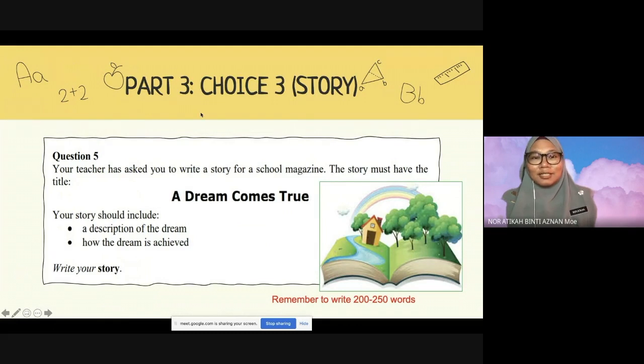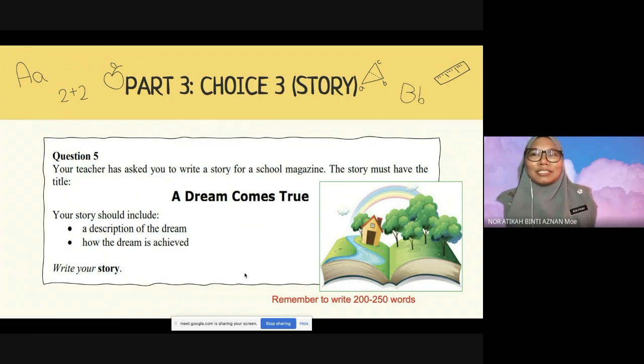Choice number 3, story. This is the last part. Question 5. Your teacher has asked you to write a story for a school magazine. The story must have the title, A Dream Comes True. Your story should include a description of the dream and how the dream is achieved. Write your story. Remember to write 200 to 250 words.